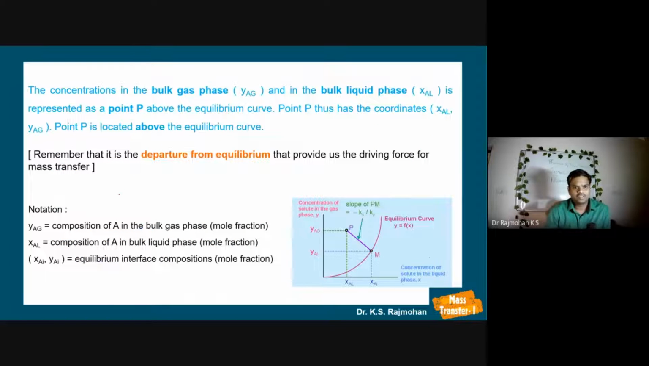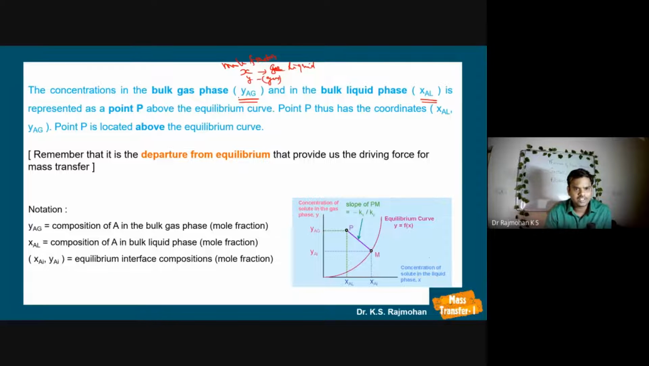So again we'll repeat this one. We have the concentration in the bulk gas phase as YAG, and the bulk liquid concentration as XAL, that is mole fractions. YAG for gas phase, XAL for liquid phase. Both are mole fractions only. Just for uniformity, for gas we always use Y, and for liquid we use X. So that uniformity we will follow.